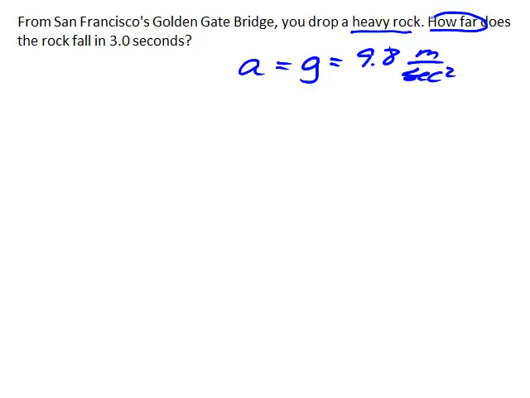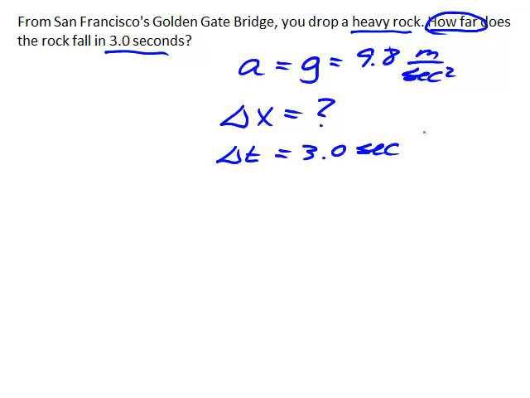What's being asked for is how far does it fall? It's asking for the distance, or delta x. So I'm going to write delta x equals question mark. And we're given a time interval, a delta t, of 3.0 seconds. So all that information is given in the problem, and now we can go ahead and do our calculation. Delta x is equal to v naught delta t plus 1/2 a delta t squared.